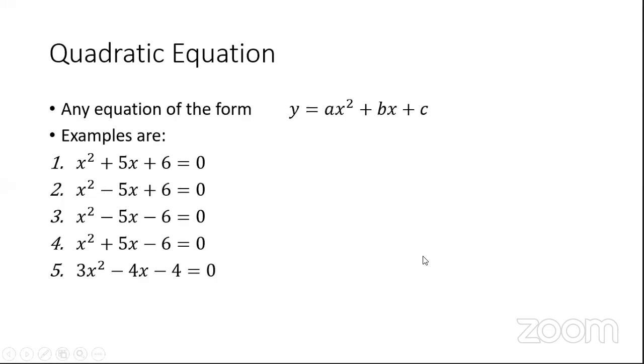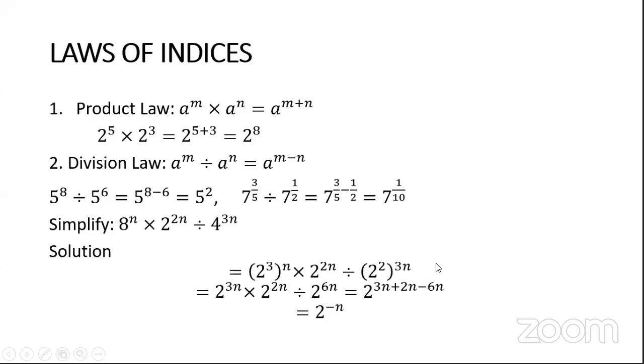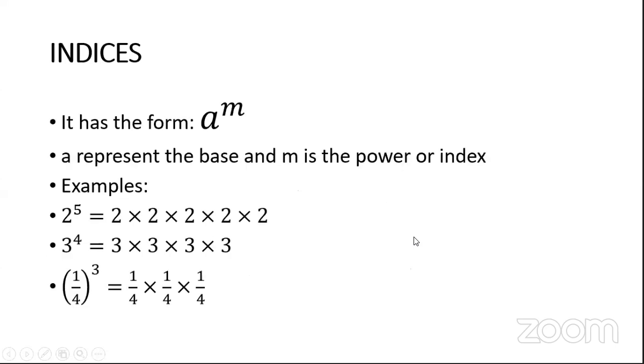Let me just take us through the indices, the main thing that we want to look at now. At least with this, we are good to go for any question on indices. Don't forget, when we talk about indices, what we mean is a raised power m, where m represents the power on the index and a is the base. So 2 raised power 5 is the same thing as 2 times 2 times 2 times 2 times 2 in 5 places like that. So be very careful.